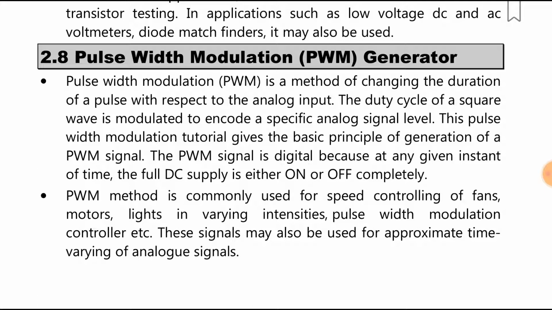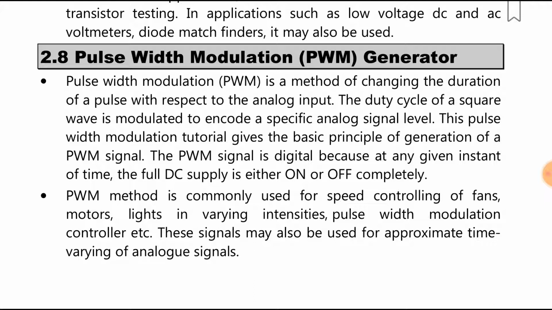Pulse width modulation (PWM) is a method of changing the duration of a pulse with respect to the analog input. The duty cycle of a square wave is modulated to encode a specific analog signal level. This pulse width modulation tutorial gives the basic principles of generation of PWM signal.